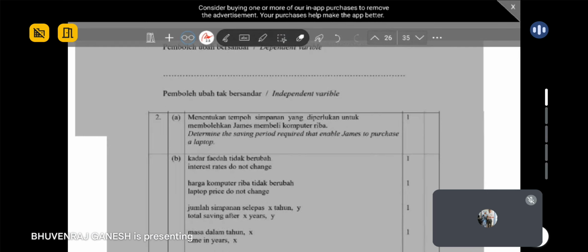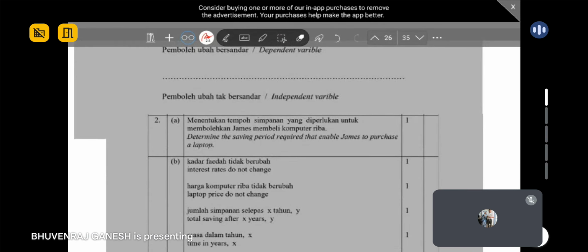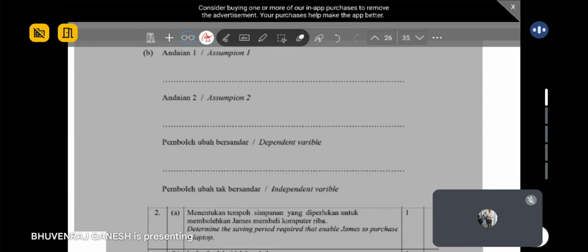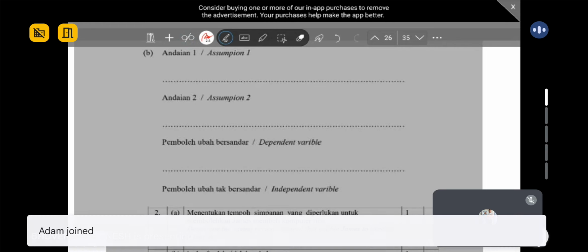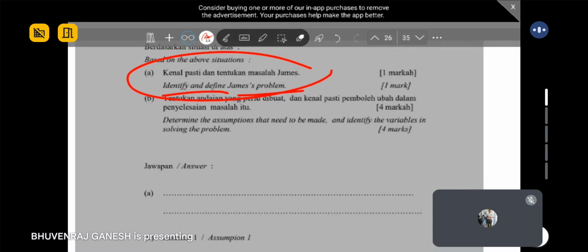So usually for your first step, this will be the answer. You just take it back from the question only. Determine the saving period required that enables James to purchase the laptop. Ini adalah langkah atau cara kita tulis bila buat anggapan, when you identify and define the variable. Boleh? Alright.